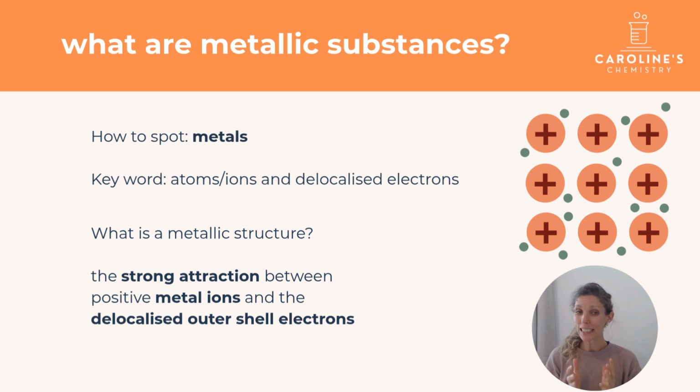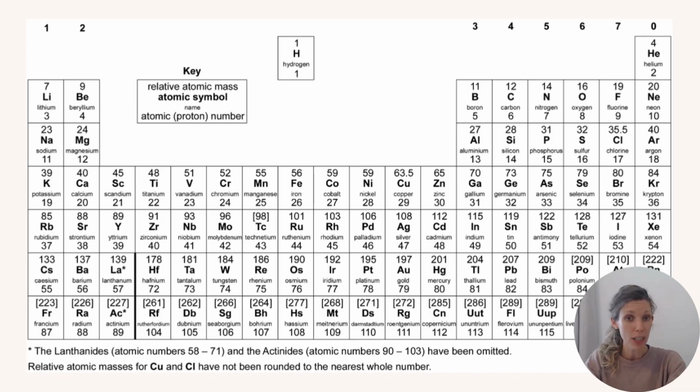Now, the clue is in the name. Anything that is a metal has a metallic structure. And if you're thinking, well, here's a really weird random name of an element, how do I know if it's a metal or not? Well, quick reminder, you can use the periodic table.